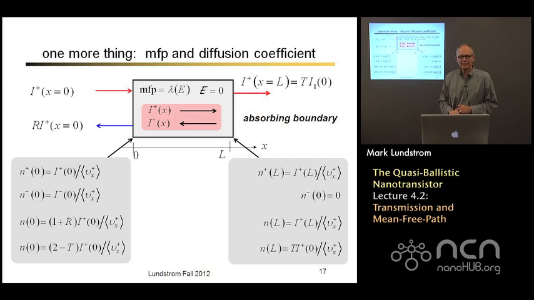I could do exactly the same thing at x equals L. I have positive velocity electrons. It's simpler now because I have no negative velocity electrons, because I'm assuming an absorbing boundary, maybe a very high electric field region there. So again, I will add the two together, but the total density for electrons at x equals L is just the positive contribution. And the positive contribution is related to I plus at x equals L, which is just transmission times I plus of x equals 0.